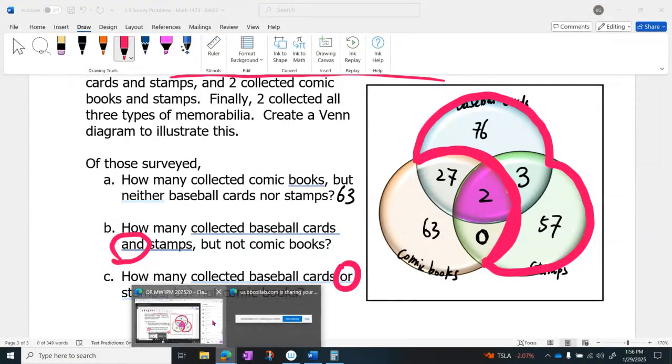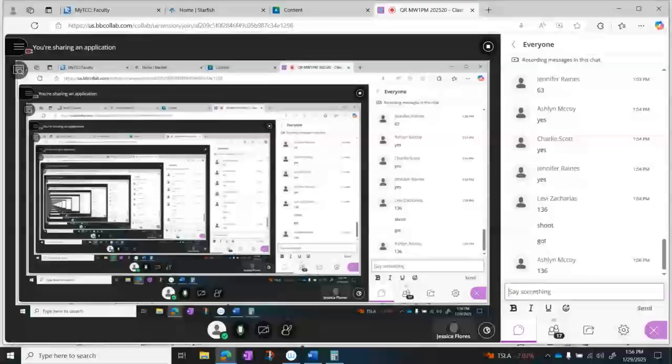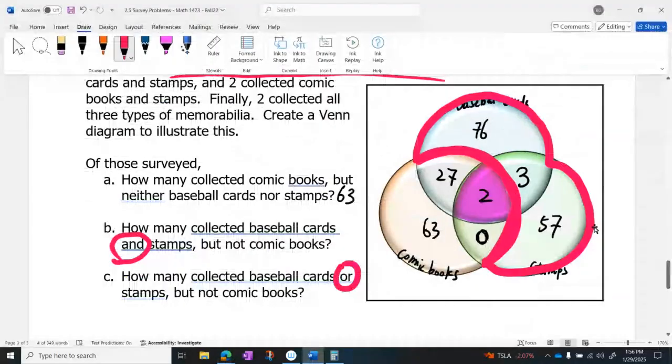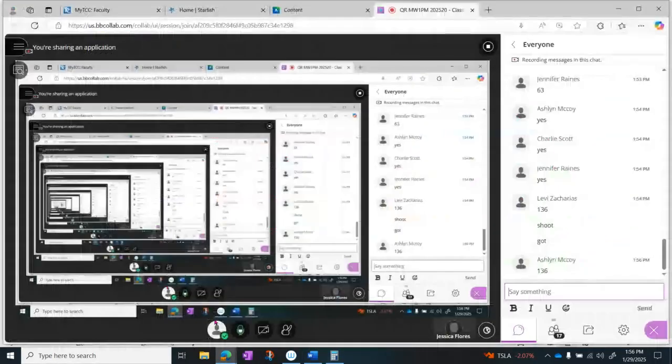Funny thing. So 136, let's count it. We have 3 here, 57 here, so that is 60. 60 plus 76 is 136. Very good. 136. That's correct. Thank you, Ashlyn. Perfect.